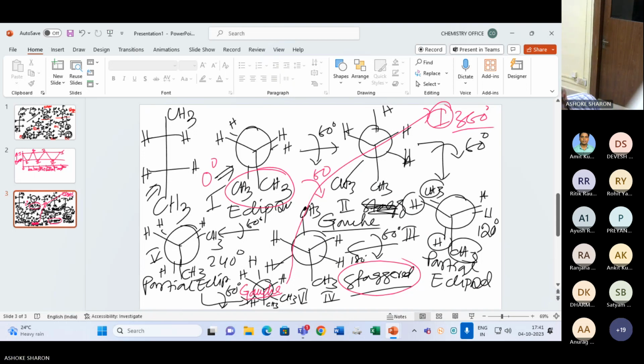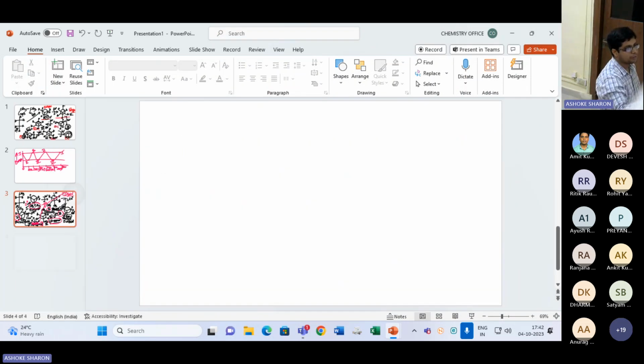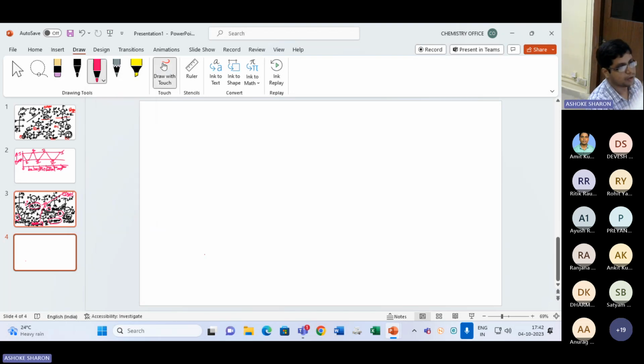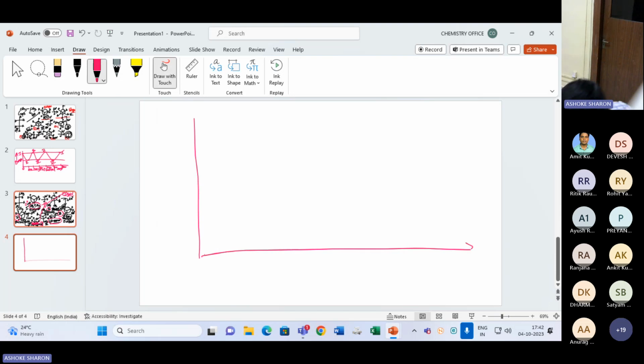Then the partial eclipsed ones, structure number 3 and structure number 5, will be a little bit lower in energy compared to 1. In between, the more stable ones will be structure number 2 and structure number 6. I will draw the energy profile diagram, then you can get all the points better.